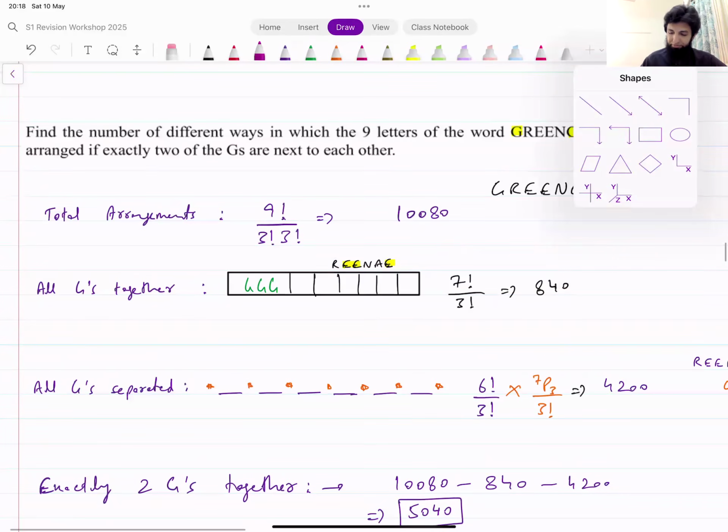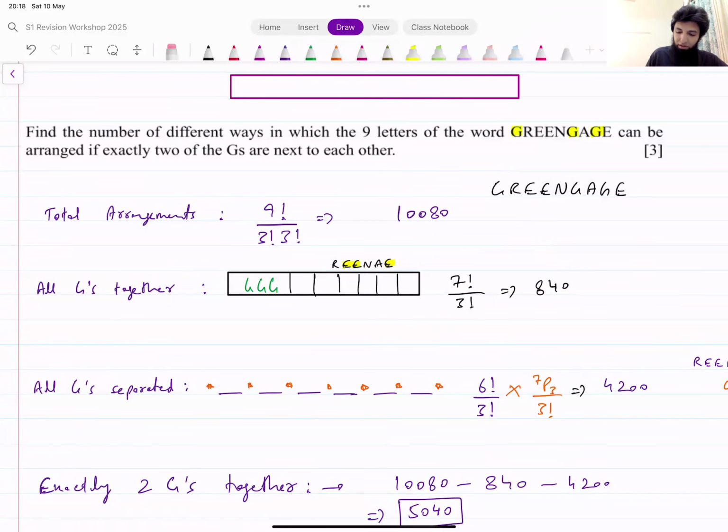Why is that? Because there were 9 letters in total, right? So you can make 9 boxes initially. So you have 9 boxes like this. And now, if you put the 2 G's in one box, you can say, let's put 2 G's in one box like this. Now, then you could say there are 8 boxes in total. So that's 8 factorial.